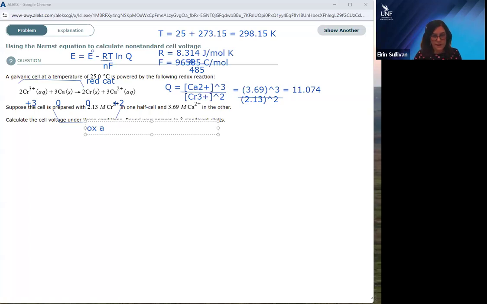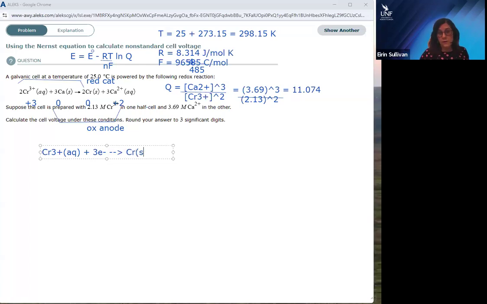So then if I go ahead and get my ALEKS data tab and look up the standard reduction potentials for each of those half reactions, and of course half reactions are always written as reduction. So I'm going to have my chromium 3+, and of course stoichiometry is just going to be like a 1-to-1 stoichiometry when you look these things up. So chromium 3+ plus 3 electrons gives me chromium solid. If I look that up, that's what I'm going to get. So my reduction potential for that is minus 0.744 volts.